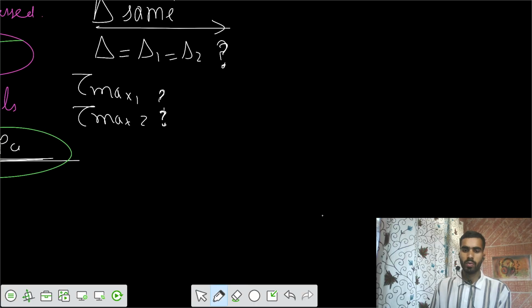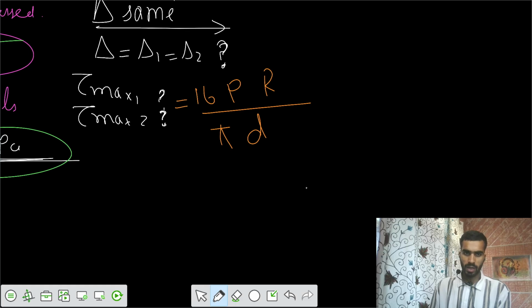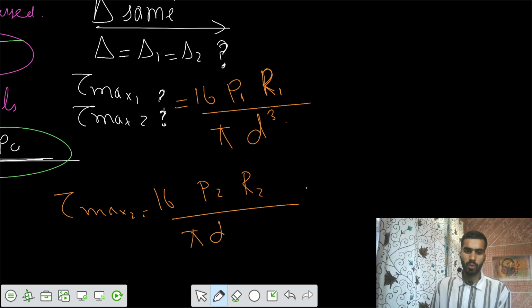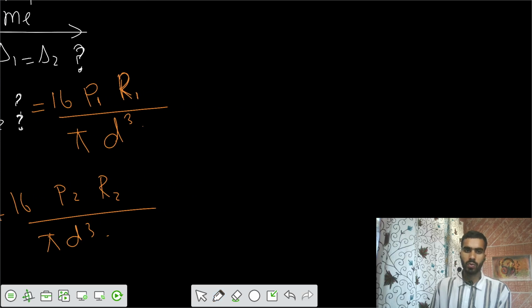Now one more part of the problem was that you need to get the tau max1 and tau max2. We have the equation 16 P R by pi d cube. So for the tau max1 you can write P1, the value of r1, and diameter is same, so we write diameter cube. Similarly, tau max2 we can write that is 16 times p2 r2 by pi d cube. So you use those values.